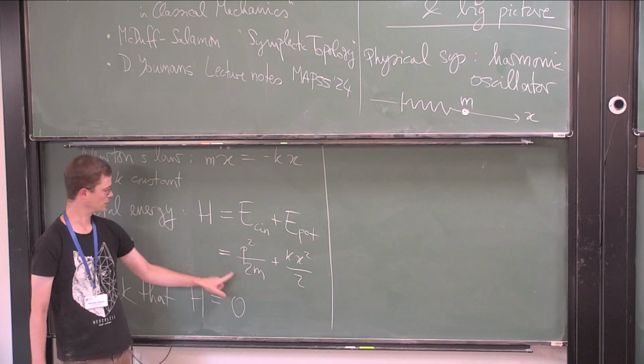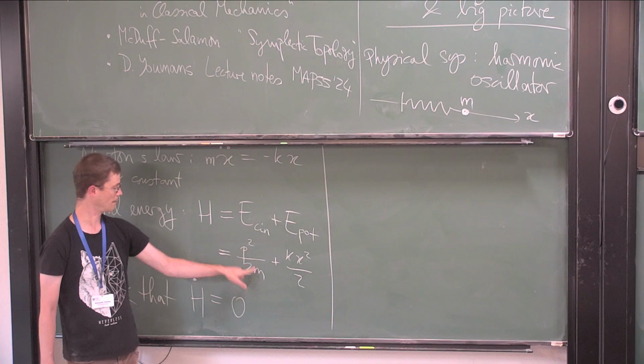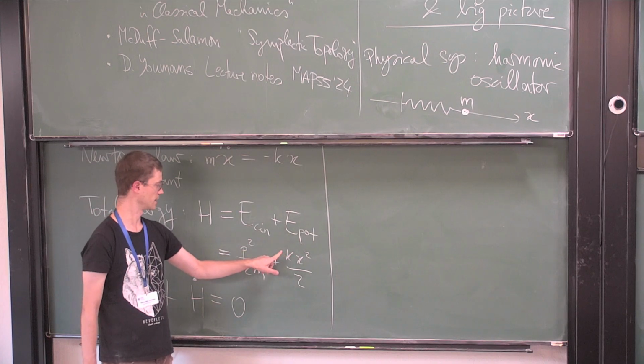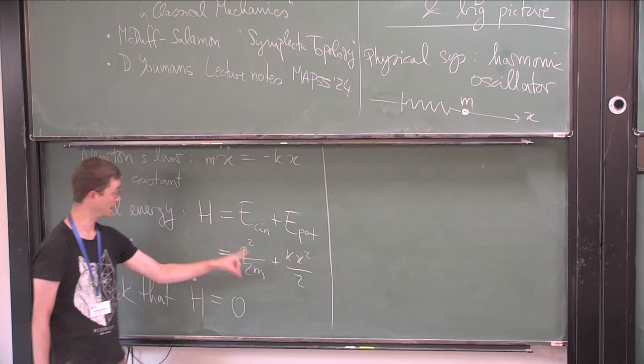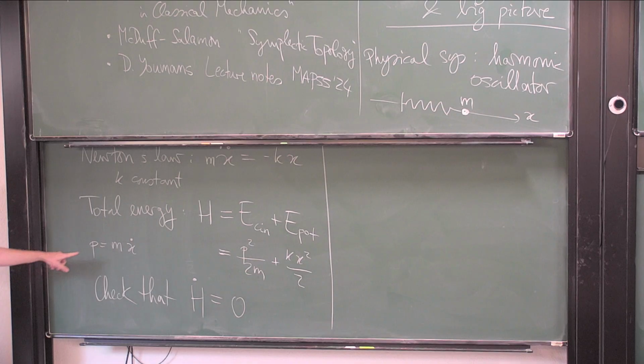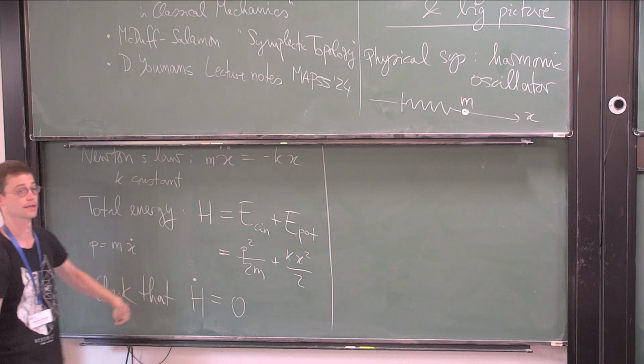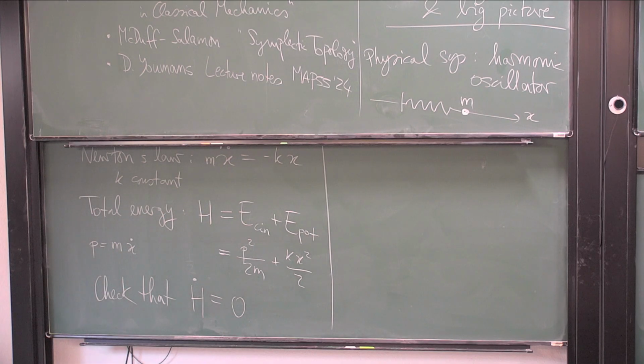If you differentiate the first term, you get something like p over m times p dot. And the second term gives you something like kx times x dot. x dot you can link to p, and p dot finally you can link to the Newton equation, and these two terms cancel out. Okay, so we have this conserved quantity.